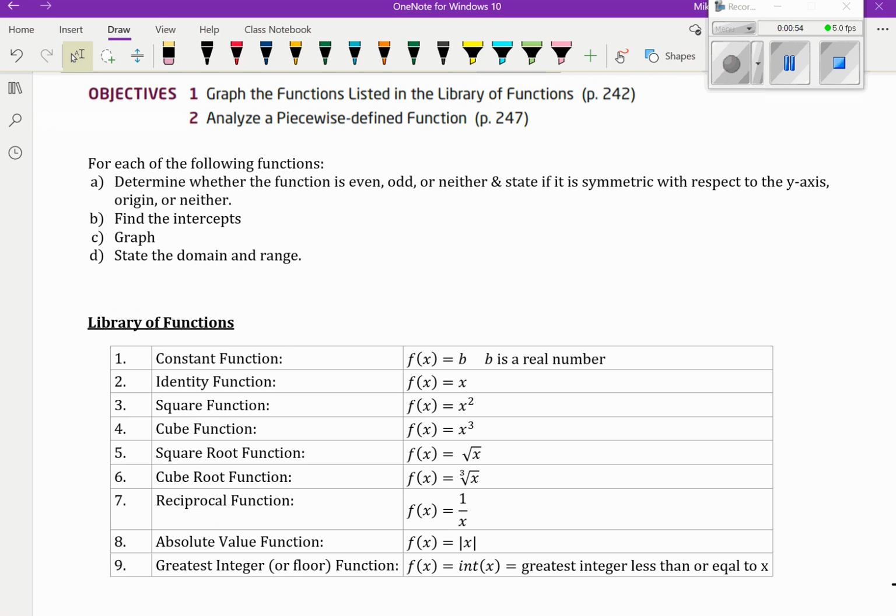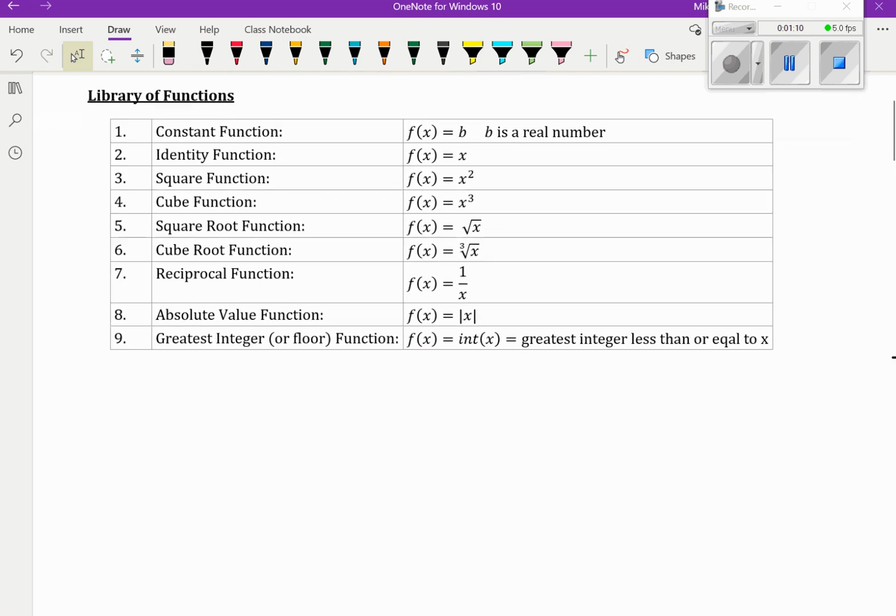So starting off, what we want to do is take a look and determine whether the function is even or odd, or neither, and state if it's symmetric with respect to the y-axis, the origin, or neither. Find the intercepts, graph it, state the domain and range, and a variety of different items. So let's take a look at these one at a time.